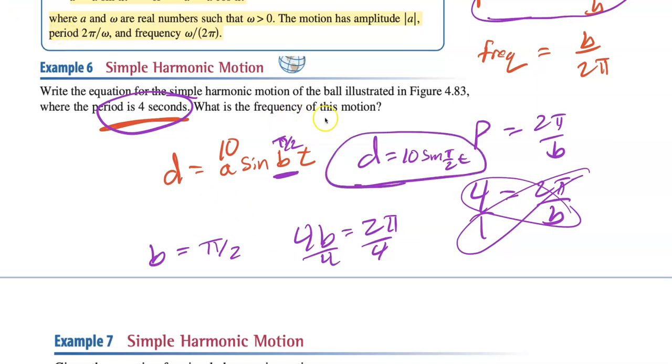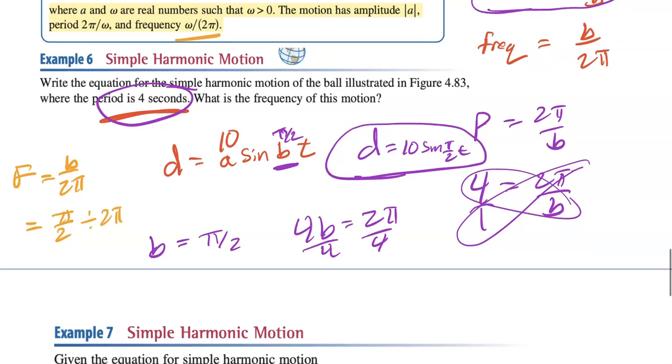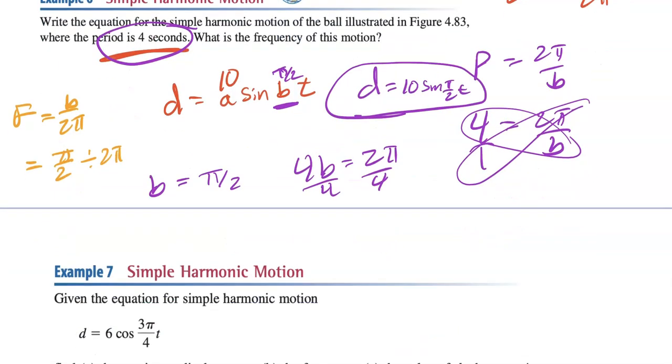And they want to know the frequency of the motion. We just use the formula for frequency, which is B over 2 pi. So our B is pi over 2, divided by 2 pi. So pi over 2 times the reciprocal, 1 over 2 pi. The pi's cancel, and you get 1 over 4 cycles per second. And that's all it is.